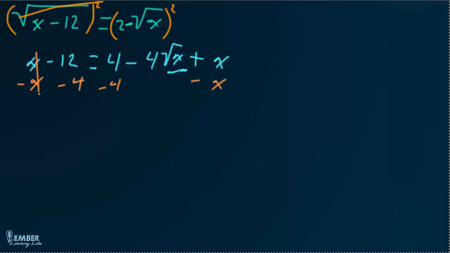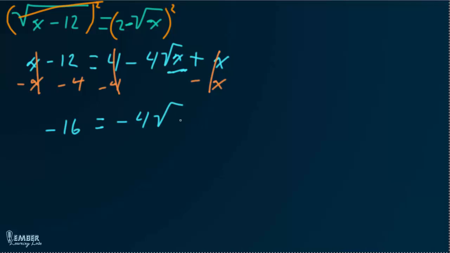All right, so this x cancels and that x cancels. That's great. That makes our life a lot easier. Okay, and these 4s cancel. So we are left with negative 16 equals negative 4 times the square root of x. All right, that's easy because the negative 4 is multiplied. So to get rid of it, we are going to divide both sides by negative 4.